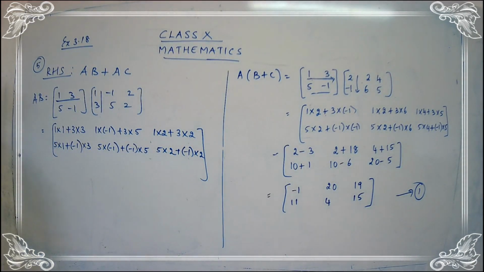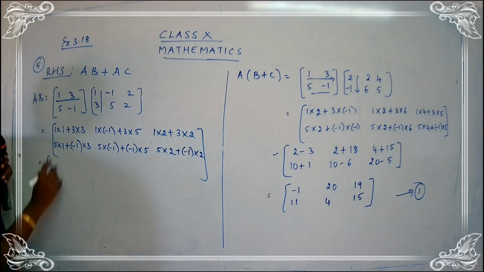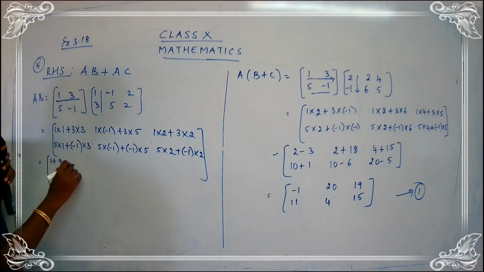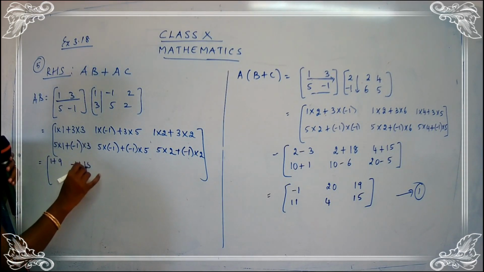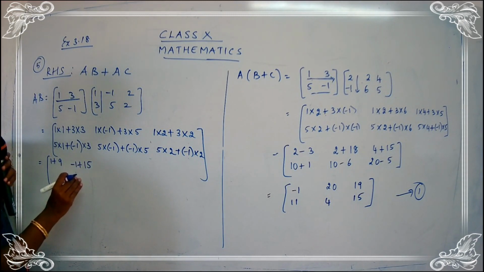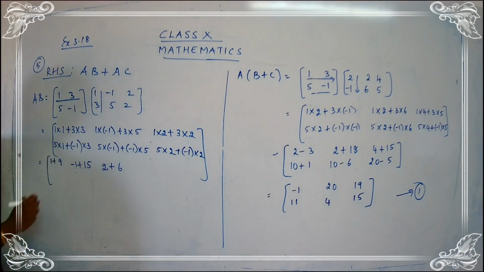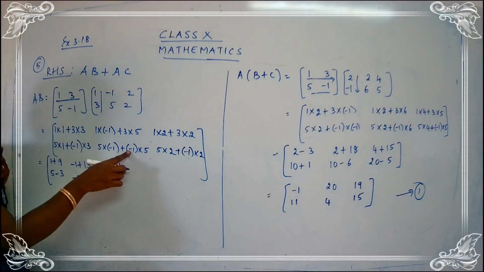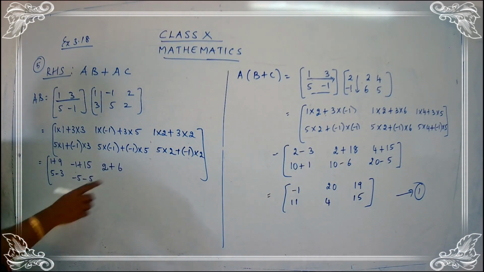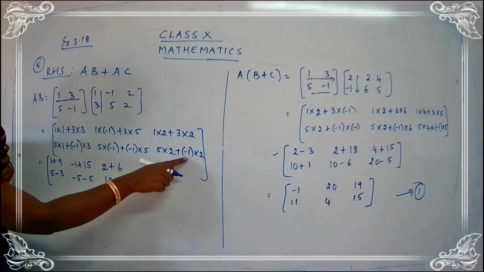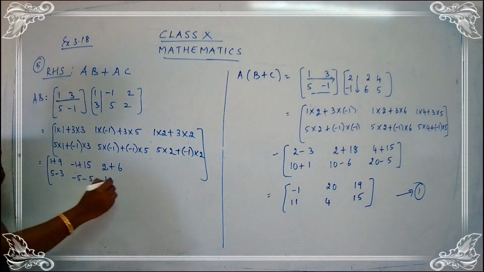Okay, now let us go for the multiplication part. So 1 into 1, 1. 3 3s are 9. 1 into minus 1, minus 1. Plus 15. 1 into 2, 2 plus 6. 5 into 1, 5. Minus 1 into 3, minus 3. What is 5 into minus 1? Minus 5. Minus 1 into 5, minus 5 again. 5 2s are 10. Minus 1 into 2, minus 2.